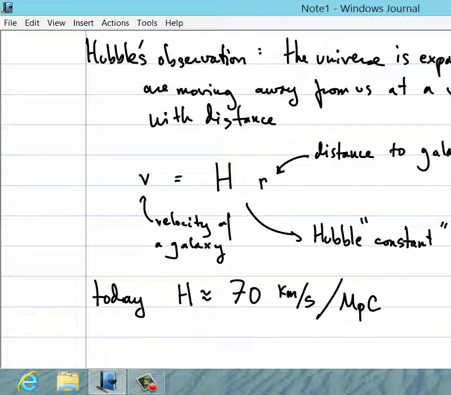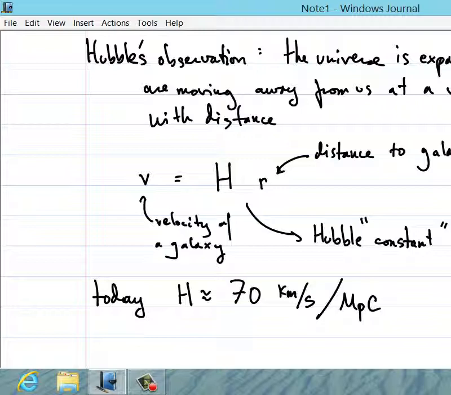A megaparsec is 1 million parsecs. A parsec is a little over 3 light years. So the Andromeda galaxy, for example, is about 1 million light years away, 300,000 or 200,000 parsecs. And so according to this law, it should be receding away from us at 10 or 20 kilometers per second. In terms of galactic distances and speeds, that is very, very small, which is why this was rather difficult to observe. I should actually make a couple comments about how this was measured.